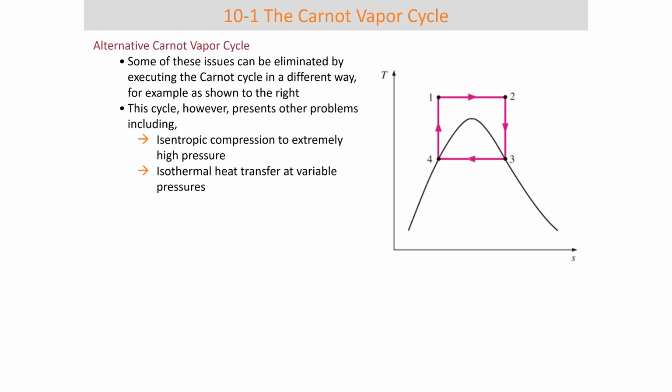So as an alternative to the Carnot vapor cycle, some of these issues can be eliminated by executing the Carnot cycle in a different way, for example, as shown to our right. This cycle, however, presents other problems, including isentropic compression to extremely high pressures, and isothermal heat transfer at variable pressures. So you can remember.